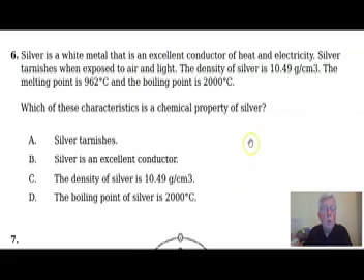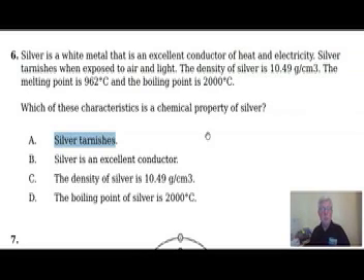All right. Which of these characteristics is a chemical property? Silver tarnishes. Silver is an excellent conductor. The density, the boiling point. The only one that's a chemical property. I read all of those because you've had multiple answers sometimes. The answer is A. Silver tarnishes. It combines with the light and the air and it gets that film on it.